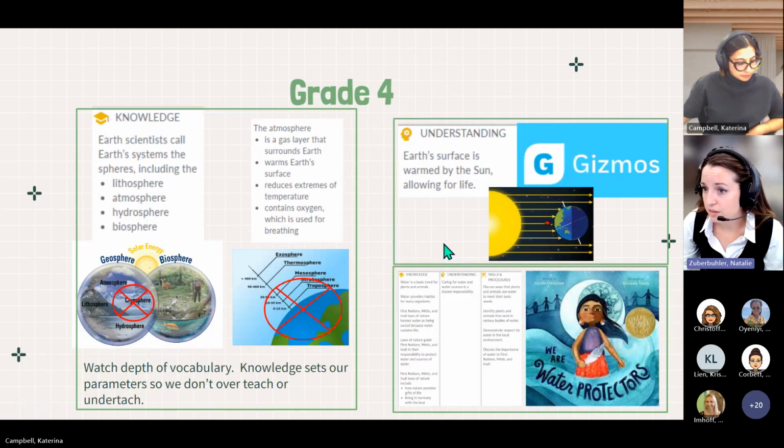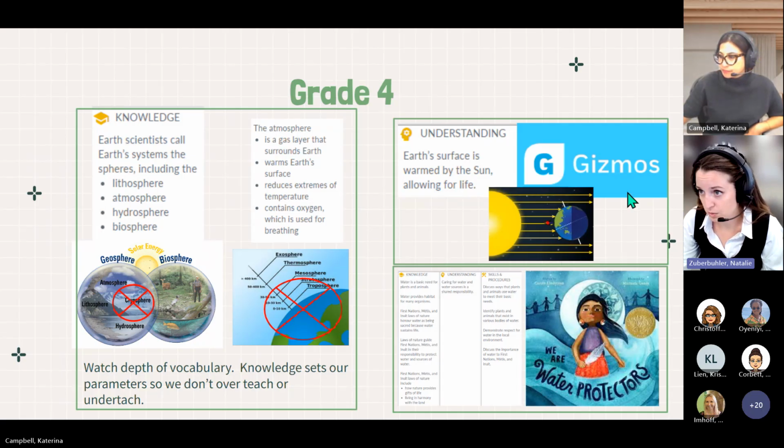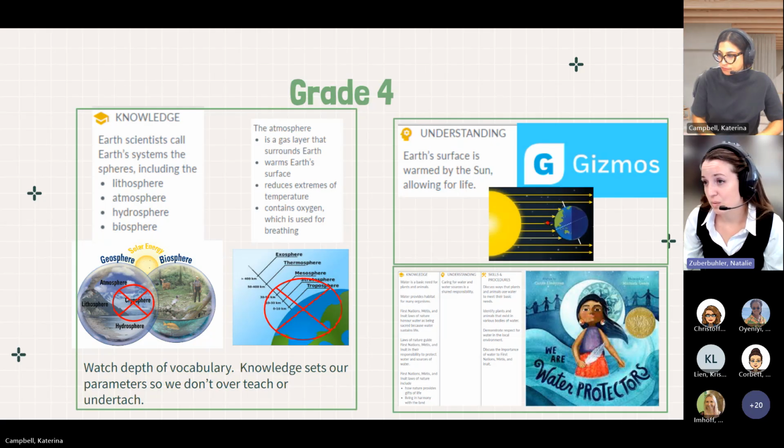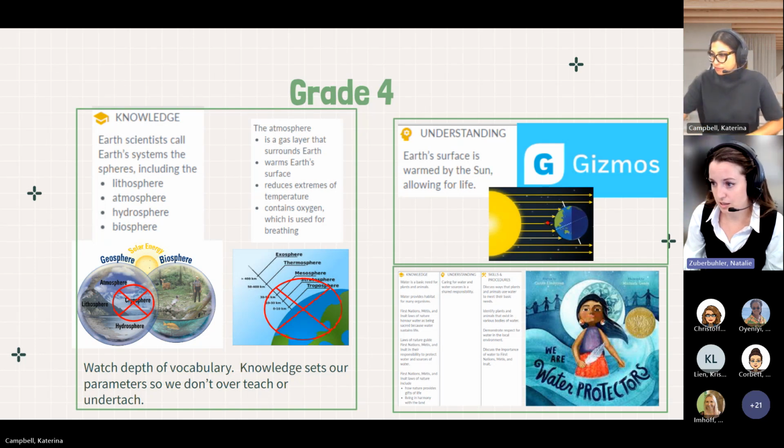Then too, with grade 4, we have some awesome Gizmos, both on New Learn Alberta and the pacing guides and on Explore Learning. If you would like to know more about Gizmos, please reach out to Katarina or I, but make sure you check that out. And then once again, in your ECSD science bins, you have amazing rich resources like We Are Water Protectors, which directly links with your English language arts and your science to support you with that. So please take advantage of those great materials in those science bins.